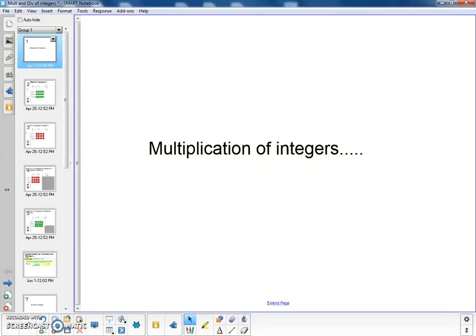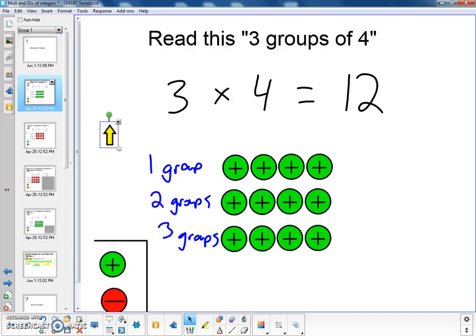Hi everyone. Today we're going to continue talking about integers, but this time we are going to multiply integers. We've already added and subtracted them and we've learned the rules for that. This time it is multiplication of integers. Now, we'll start with our elementary school example, which most of you know what multiplication is.